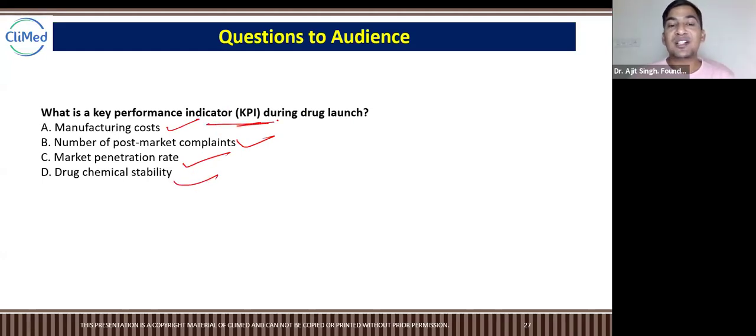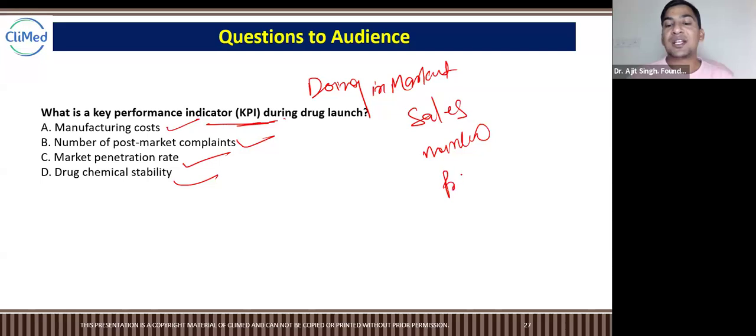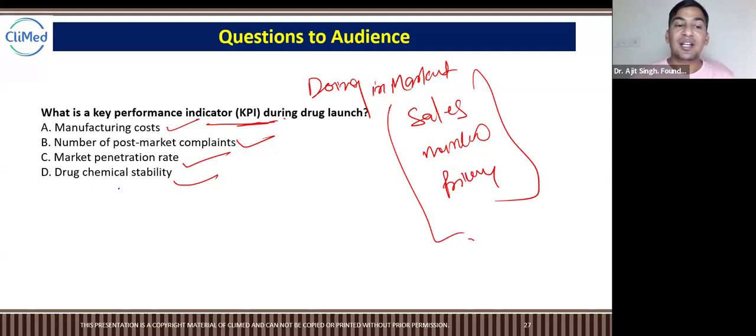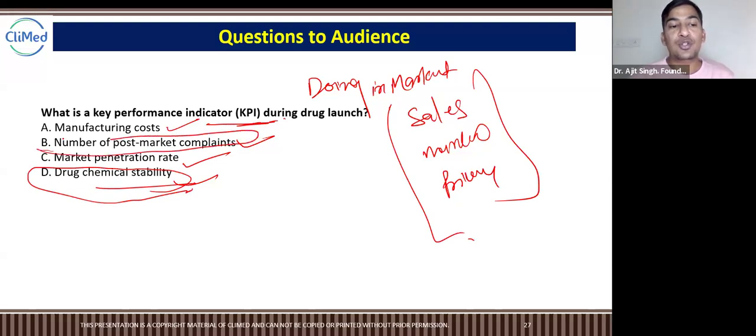See, performance means how the drug is doing in the market. Here we are talking about sales, marketing, and pricing. So definitely drug chemical stability is not the key indicator. Number of post-marketing complaints also is not, because that will come after marketing. We are talking about during the drug launch, right? So those two are not the answers. Now the answer could be either A or C. Manufacturing cost is decided before the launch. It could be that, or market penetration rate.